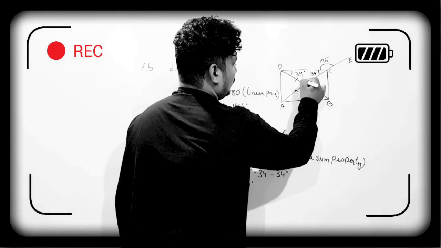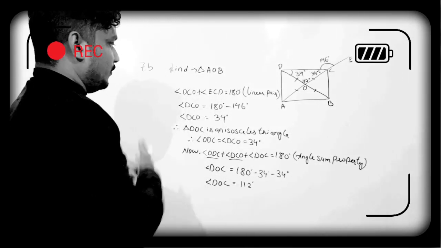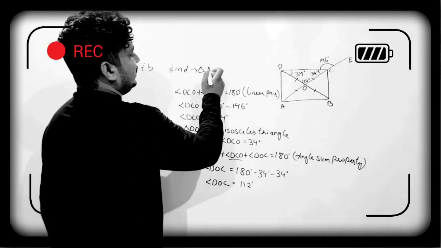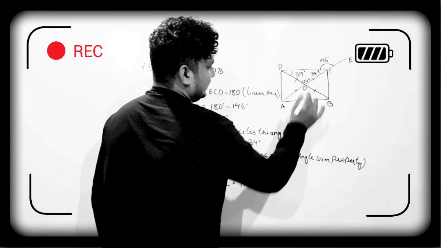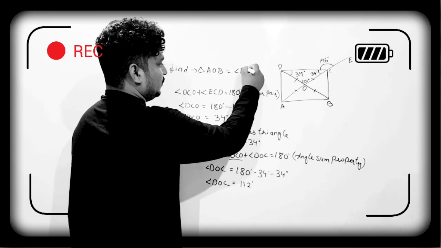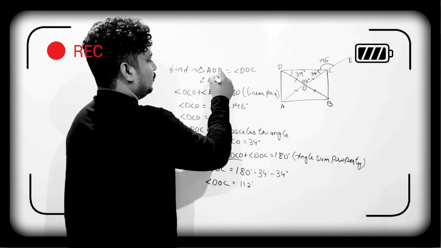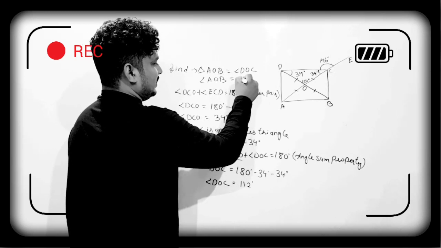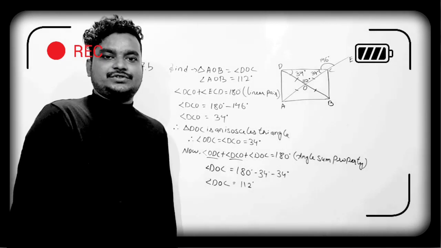This is equal to 112 degrees. Now we need to find this particular angle AOB. This angle and this angle, both will be vertically opposite angles. This is equal to angle DOC. So we can write that angle AOB is equal to 112 degrees. In this order you have to solve the question.